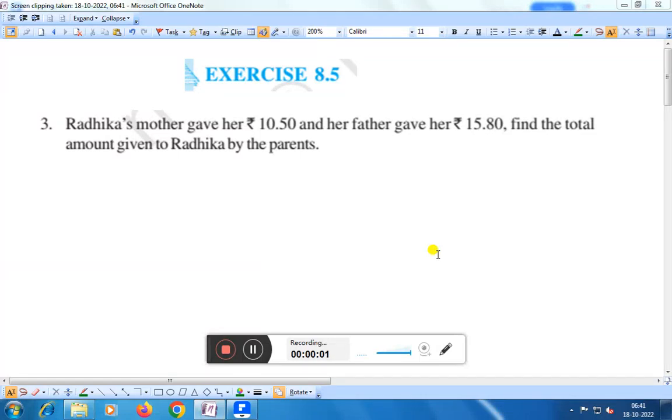Hello everyone. Today we shall discuss exercise 8.5 question number 3. Radhika's mother gave her rupees 10.50 and her father gave her rupees 15.80. Find the total amount given to Radhika by the parents. That means you have to add the numbers. That is addition, right? Let us solve this problem.